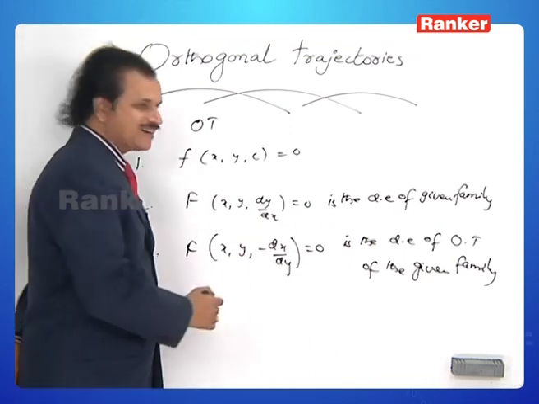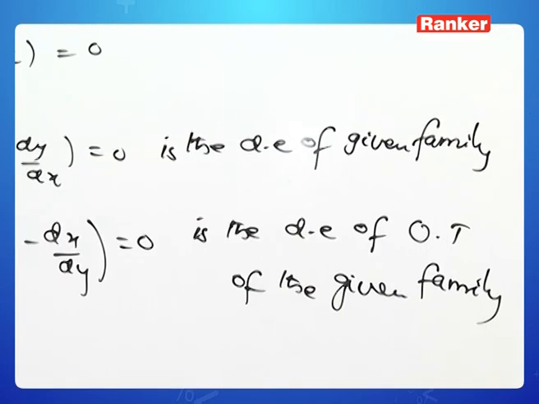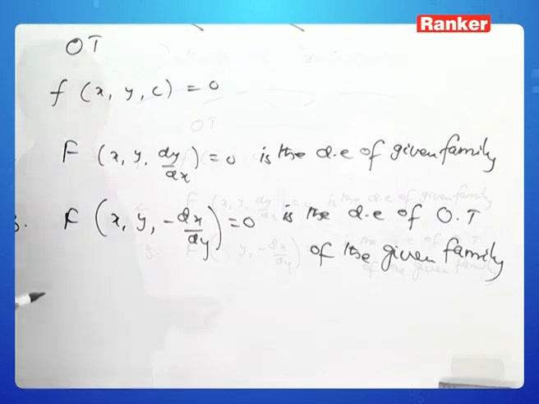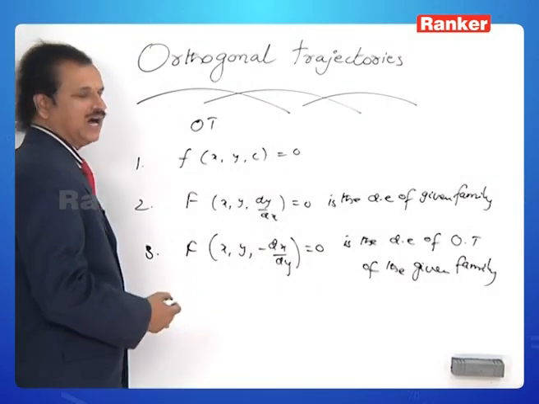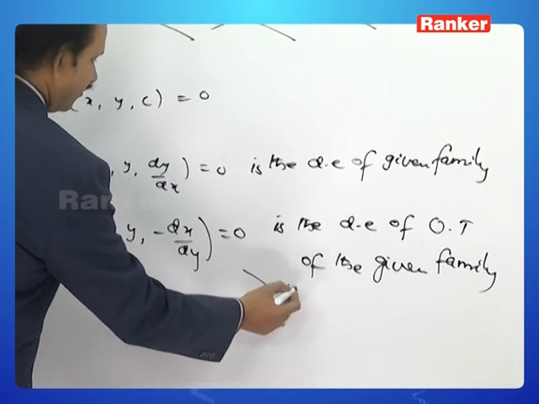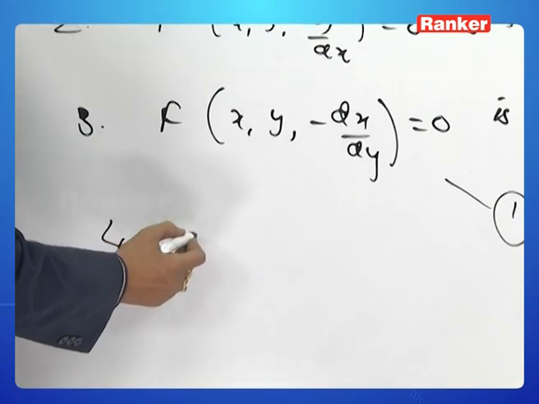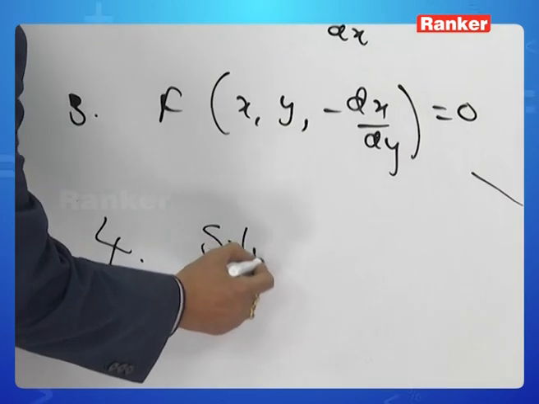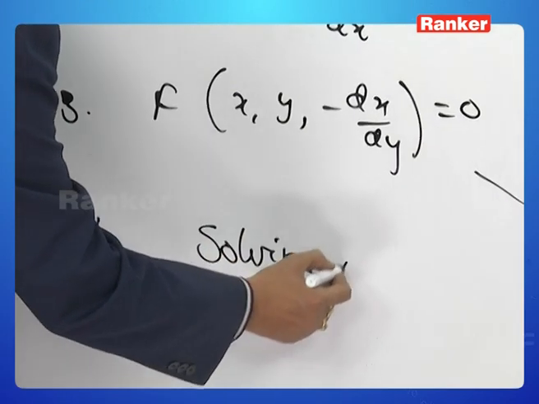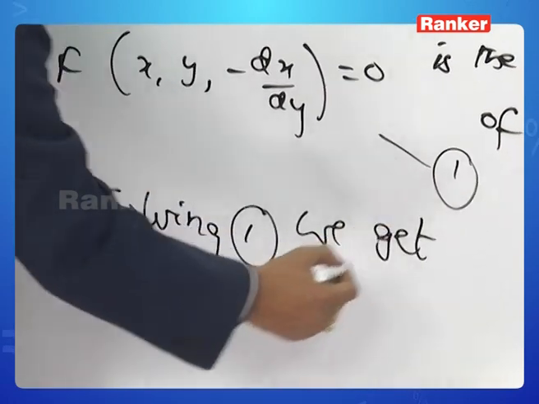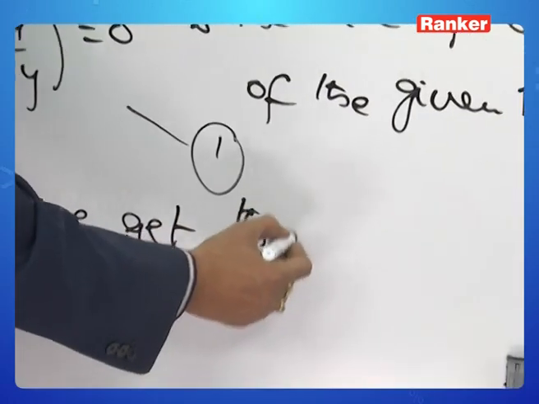It is not directly the orthogonal trajectory. Solving this equation, we get the orthogonal trajectory. Call this equation 1. That is, of course, the fourth step. What is the fourth step? Solving 1, we get the required OT.